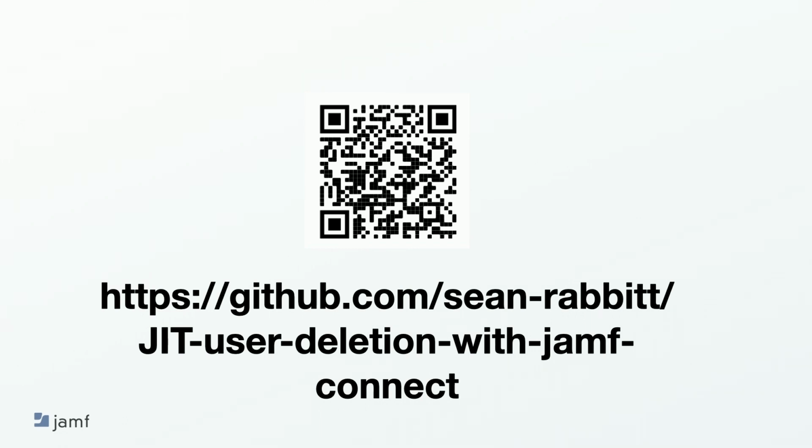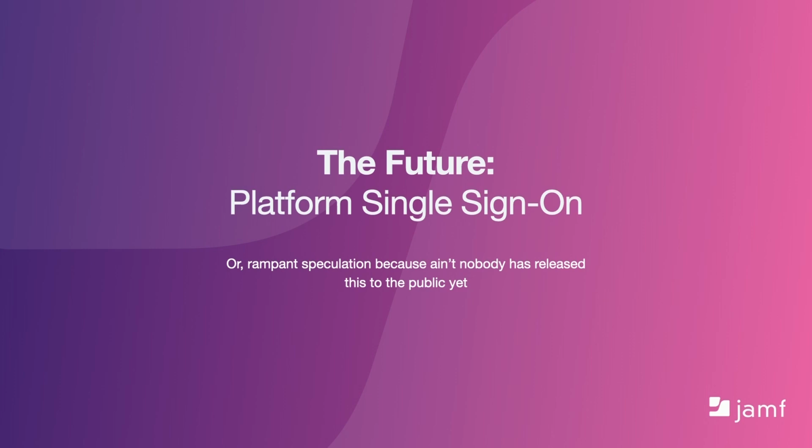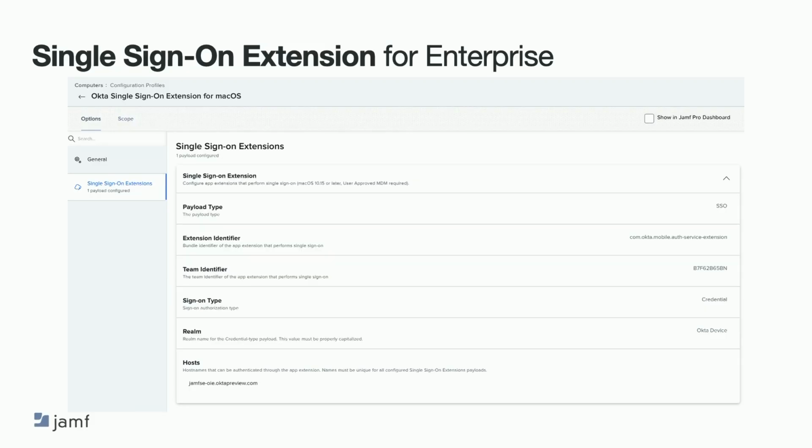So we've got about 20 minutes left, and we've talked about so far things that exist right this very second. We're going to now enter the realm of speculation and unreleased features, which is fun. But first, let's talk about what's actually out right now that might be in your near future, and that is something called the Single Sign-On Extension for Enterprise.